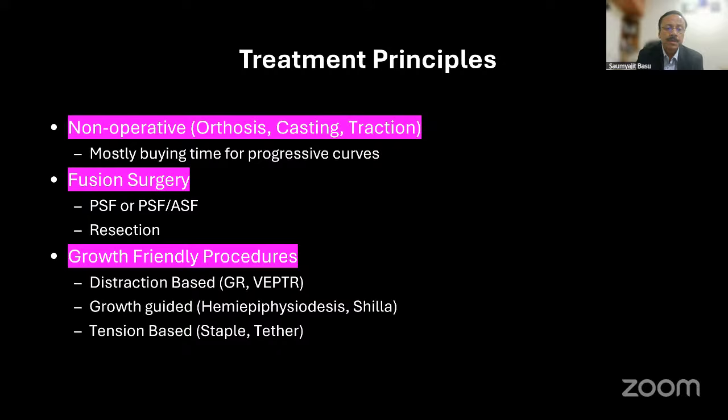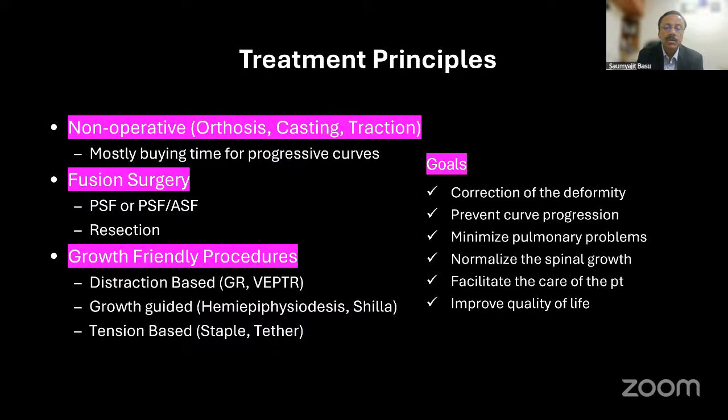Growth-friendly procedures can be distraction-based, growth-guided, or tension-based. The goals of surgery being correction of deformity, preventing curve progression, minimizing pulmonary problems, normalizing the growth of the spine, facilitating the care of the patient, and improving quality of life. Very long goals, very long follow-ups, 10, 12, 15 years.